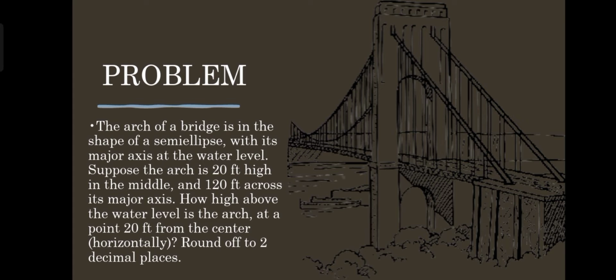In this video, we're gonna solve this problem. The arc of a bridge is in the shape of a semi-ellipse with its major axis at the water level. Suppose the arc is 20 feet high in the middle and 120 feet across its major axis. How high above the water level is the arc at a point 20 feet from the center horizontally? Round off to 2 decimal places.